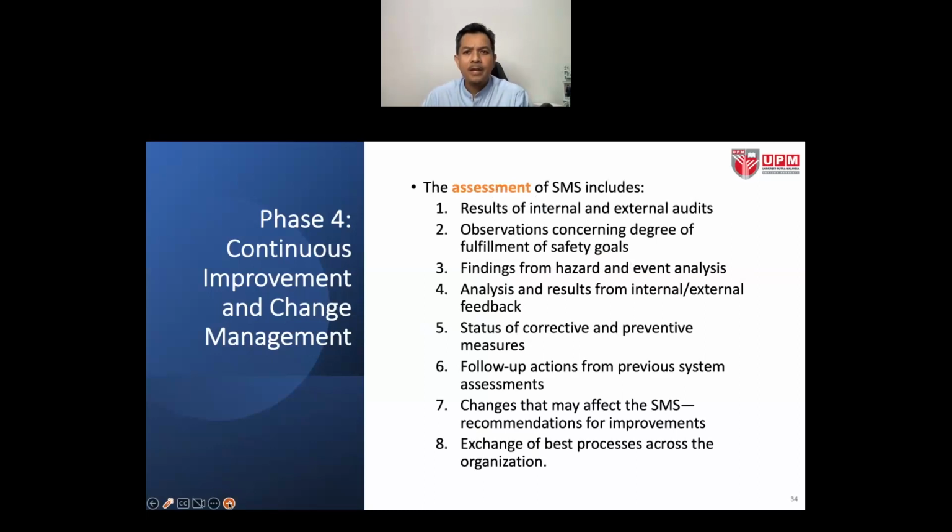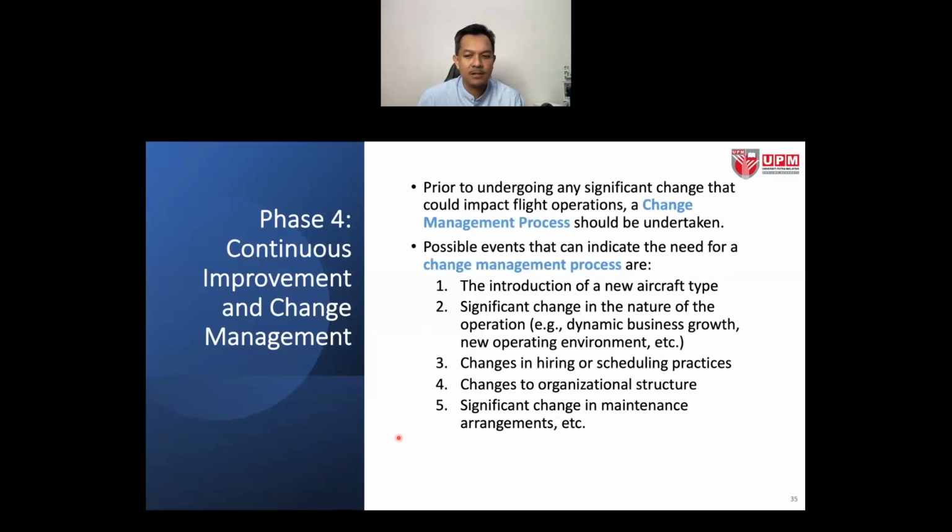Okay? The assessment of the safety management system includes the following, right? So you need to have results of internal and external audits, observations concerning degree of fulfillment of safety goals, findings from hazard and event analysis, and results from internal and external feedback, status of corrective and preventive measures, follow-up action from previous system assessment, changes that may affect the SMS, recommendations for improvement, and exchange of the best processes across the organization.